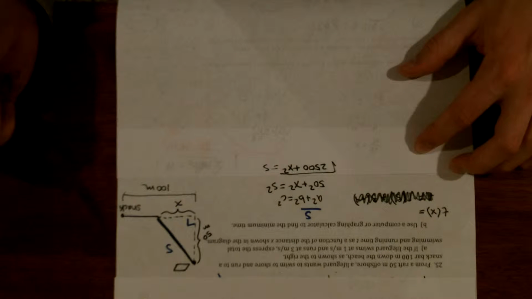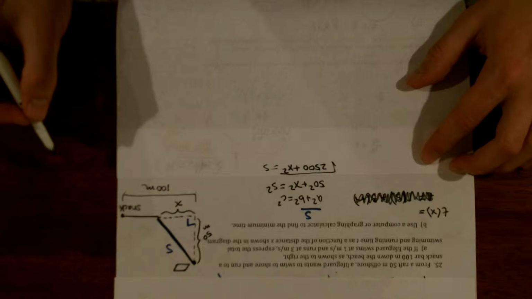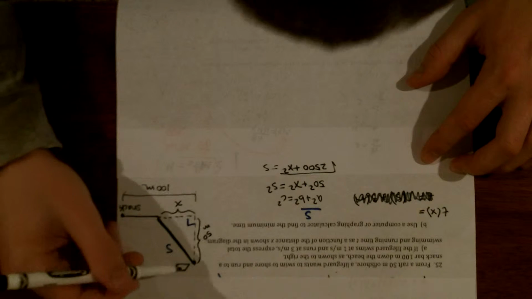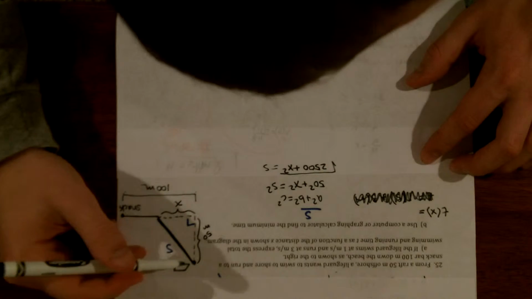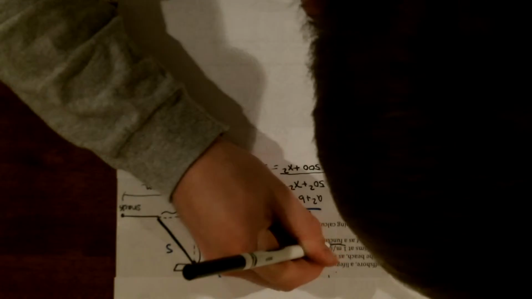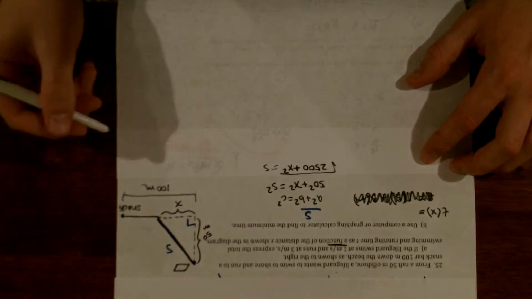So if the lifeguard swims at 1 meter per second and runs at 3 meters per second, we want to express the total swimming and running time t as a function of the distance x shown in the diagram. So we want t as a function of x. Alright, so t is time, and s is a distance. So we're looking at time and a distance, but we also know something else. We know the rate at which he swims, his speed. So we have time, distance, and speed.